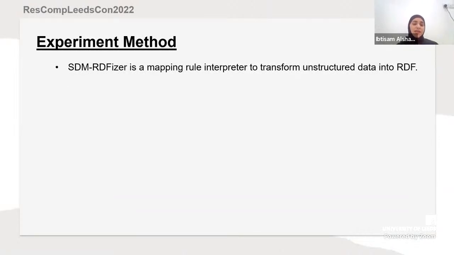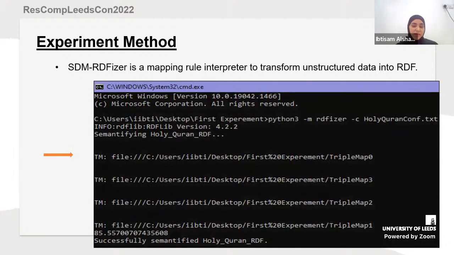The last tool is the SDM-RDFizer, a mapping rule interpreter that transforms the unstructured data to RDF. As you can see here, we transformed the data into a Turtle file, obtained from the previous step, to be uploaded to the Protégé editor to get our integrated ontology.